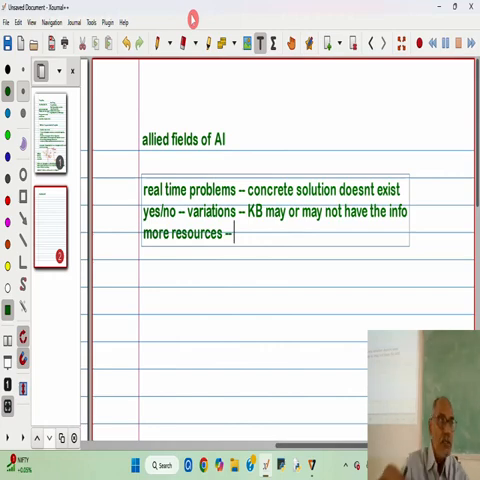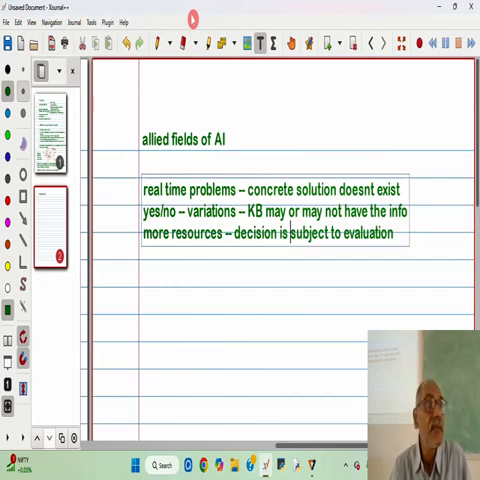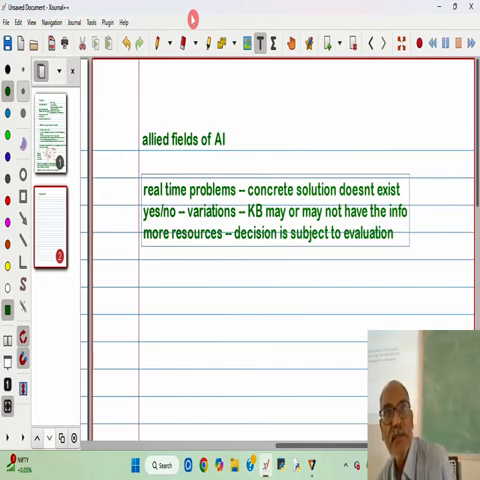So here, subject to evaluation. Which one is subject to evaluation? The answer. So the decision is subject to evaluation. Then only I will say that the answer is exact, that is what is needed, so I say that my machine is intelligent. Until then, I will not be commenting on the ability of the machine. Say yes or no. Do you understand?